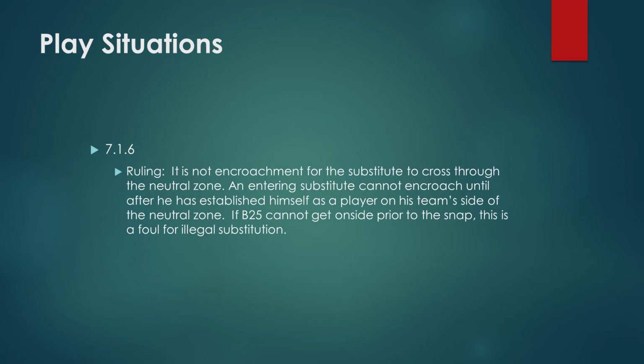Obviously, if we clearly have an incoming substitute that's going to run over and tackle the quarterback from behind, that's an illegal substitution foul we should shut down. But in many cases where they're actually trying to make it onside, we will leave that play out. If they don't make it onside, this would be an illegal substitution foul versus a foul for encroachment.